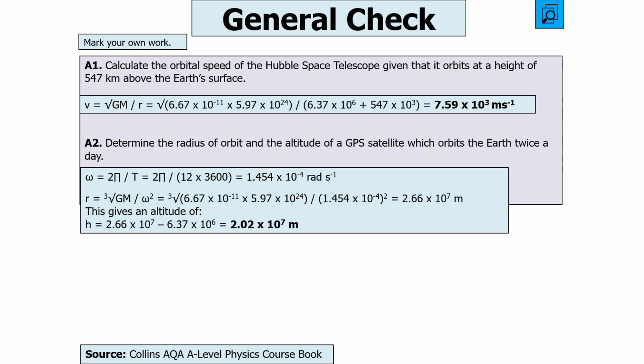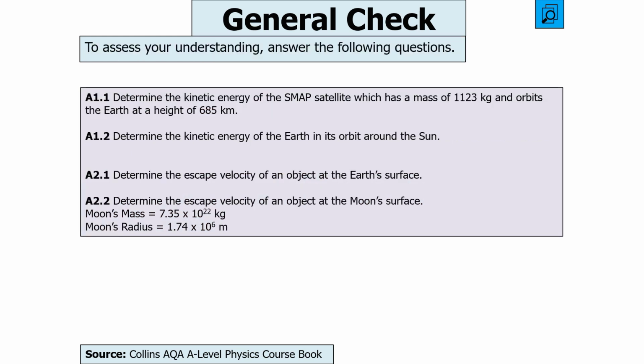We can therefore work out r from the equation we looked at before, and we get r to be 2.66 times 10 to the 7 meters. So that's the total separation from the center of mass to the actual satellite. We then subtract the radius of the planet, 6.37 times 10 to the 6, to get the actual height above the surface to be 2.02 times 10 to the 7 meters.